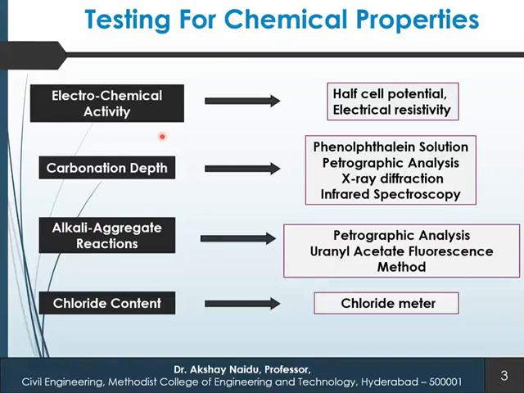So we will study these tests for chemical properties: half cell potential test, electrical resistivity test, phenolphthalein solution test, petrographic analysis. We will not go into X-ray diffraction and infrared spectroscopy, but we'll go on spectroscopic analysis and also uranyl acetate fluorescence method and chloride content measurement using chloride meter and particularly rapid chloride test kit.